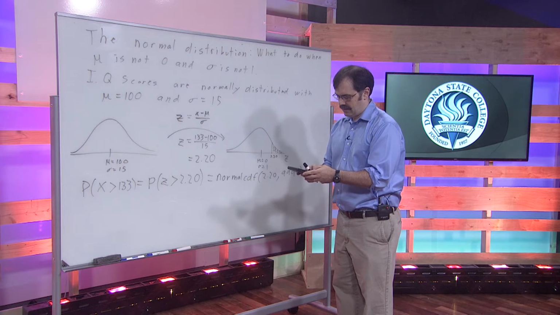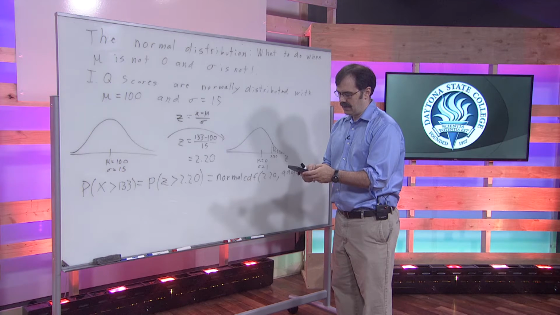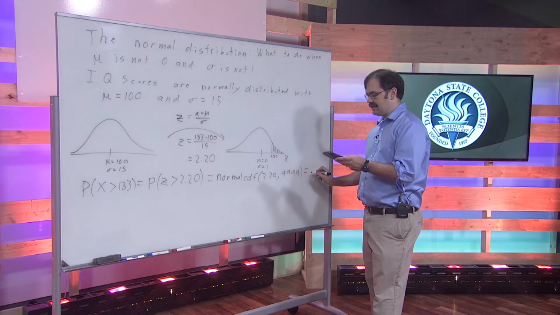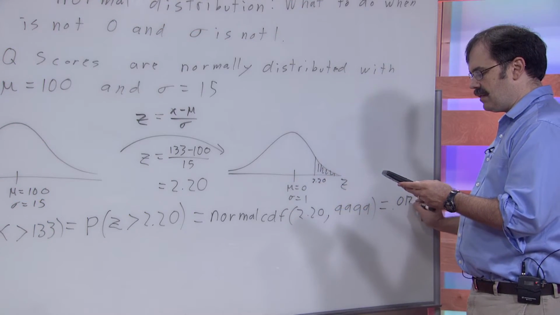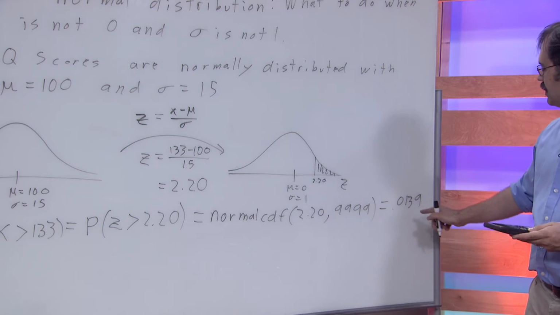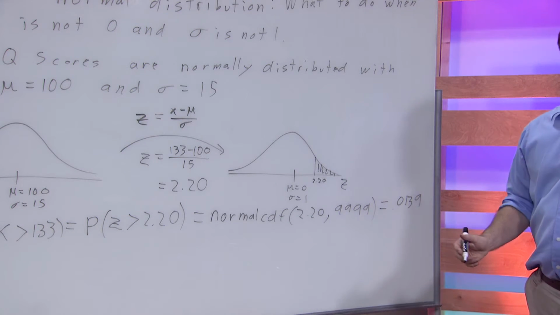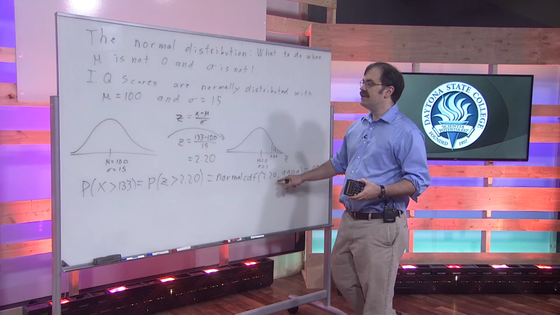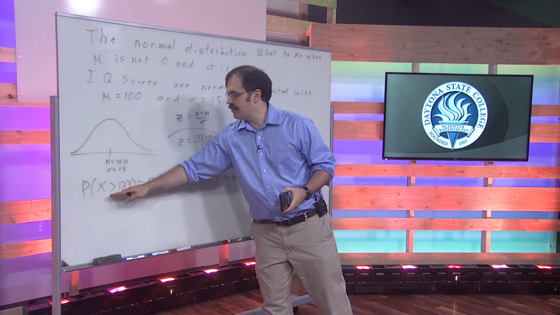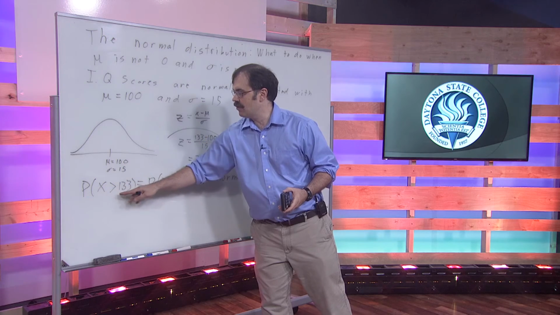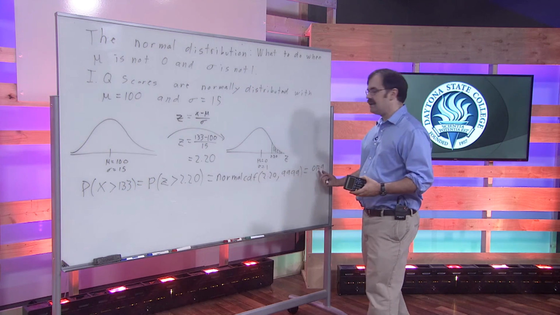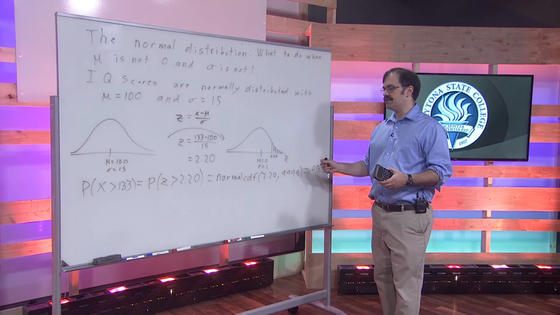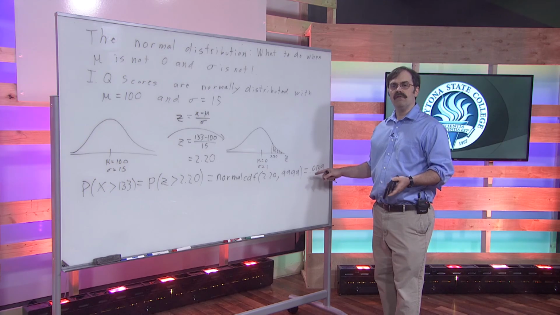We type in the normal CDF with 2.20, comma, 9999. We get that the value is 0.0139, or about a 1.39% chance of getting a z-score that's greater than 2.20, which is the same as saying, what's the probability of getting a particular IQ score that's bigger than 133? There's only about a 1% chance of selecting a person randomly with an IQ score of 133 or higher.